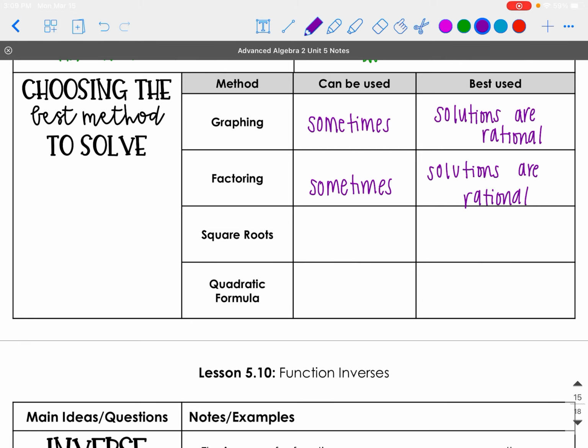Then the square root method works sometimes. This only works when you don't have a b. So there's no x. You just have the x squared and then the plain number. And the quadratic formula always works, no matter what.